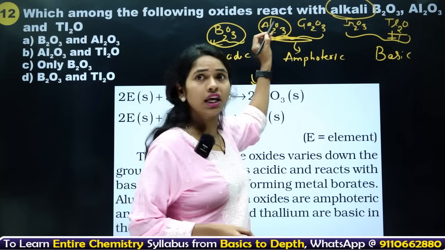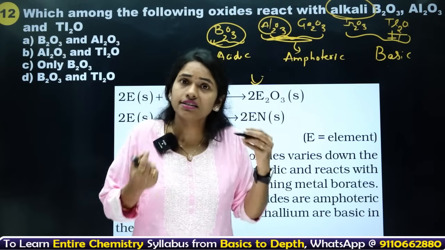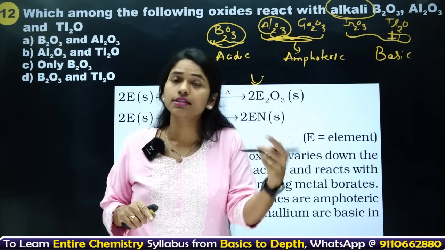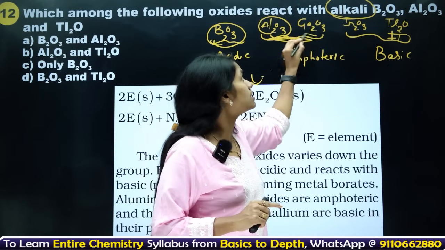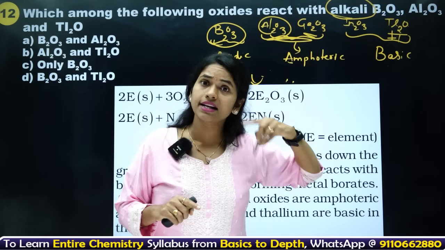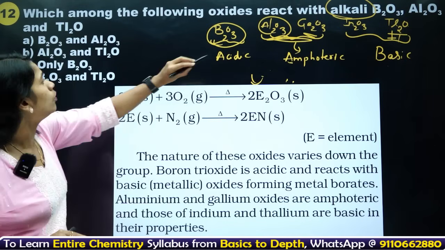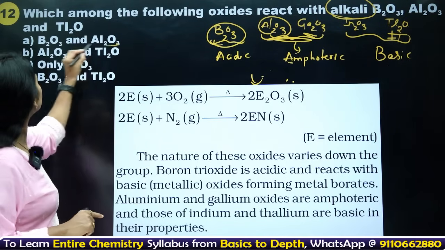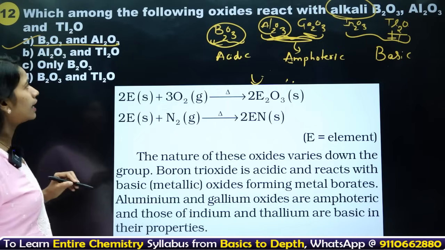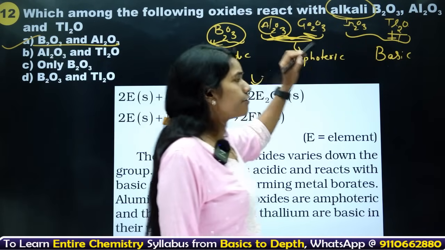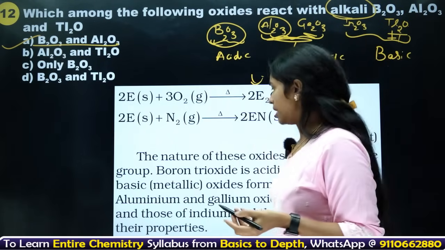So Al2O3 is amphoteric. It reacts with acids as well as bases. This is also amphoteric. Here the Ga2O3 option is not there, only these two are there. So option 1 is the correct answer because acidic and amphoteric oxides react with bases.